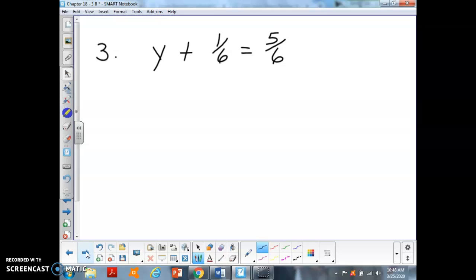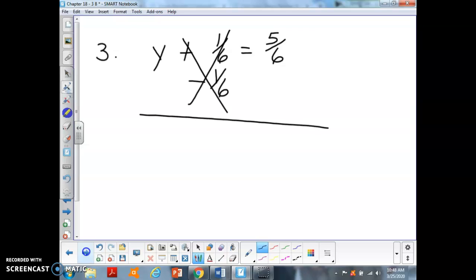Here we have an addition equation with a fraction. Since it's addition, we want to do the inverse operation, the opposite. So we'll take 1/6 minus 1/6. That wipes that out, leaves us with just a y. On the other side, 5/6. What did I do here? I minus, so I got a minus. Make sure we do that. Minus this time. 5/6 minus 1/6 equals 4/6.